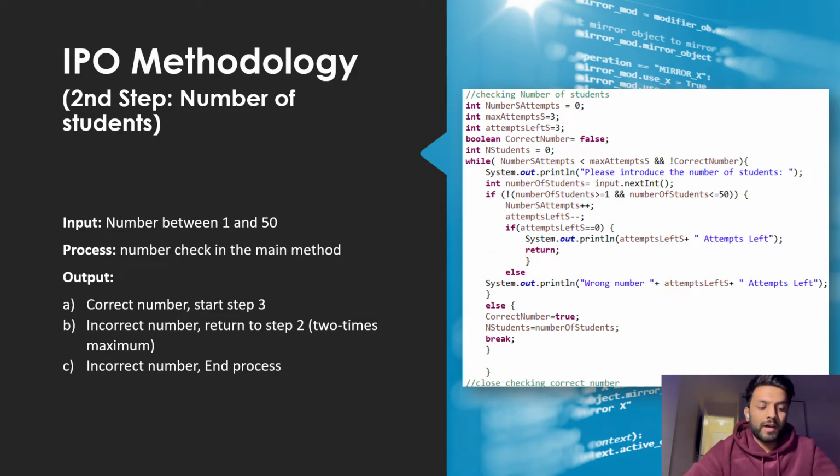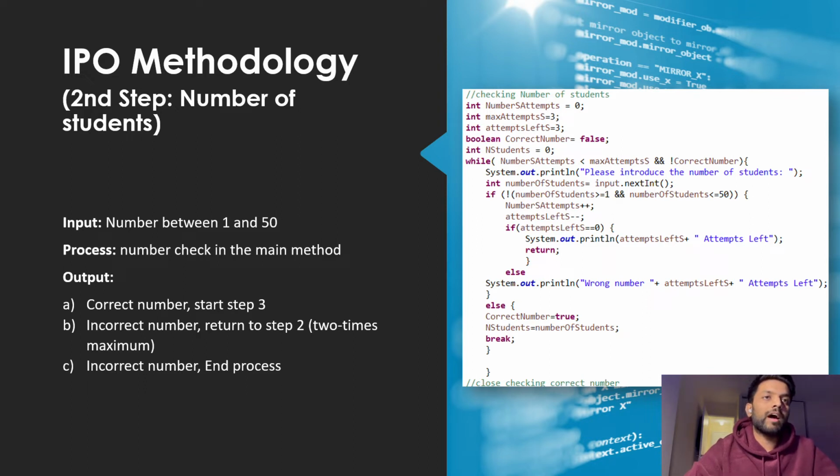In the second step of the IPO methodology, we have discussed the input for number of students. The input number of students needs to be between 1 and 50. The program is very similar to that discussed in the previous slide for the passwords. We have done this in the main method, and it's similar in many ways. It's just that the restrictions are less for this part of the program. The number needs to be greater than 1, and it should be less than 50.